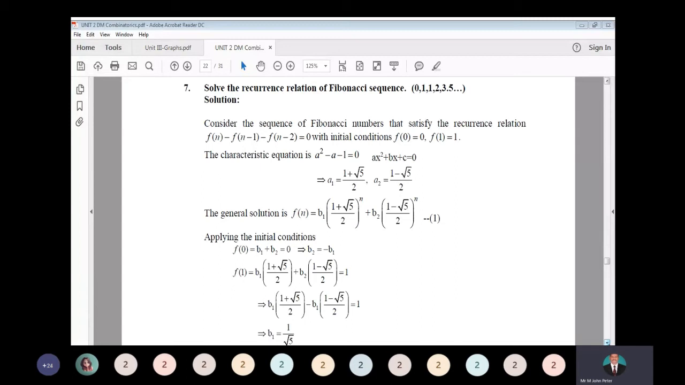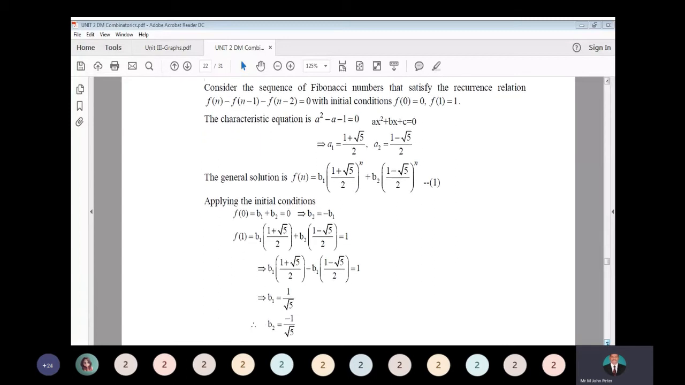So the general solution is b1 into first root power n plus b2 into second root power n. You can write them in any order. That means 1 minus root 5 by 2 as the first root and 1 plus root 5 by 2 as the second root, because of that no value changes. Applying the initial condition f of 0 is equal to 0, when you substitute n by 0, you will get b1 plus b2 is equal to 0. That means b2 is equal to minus b1.